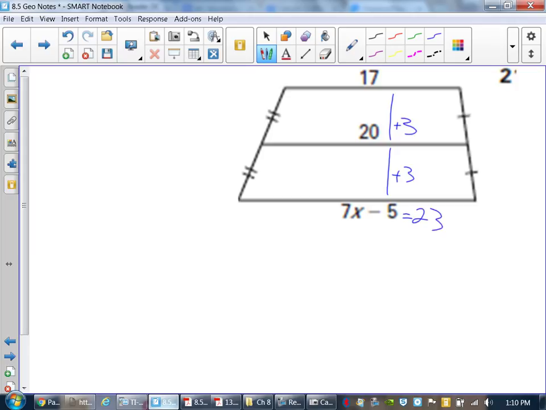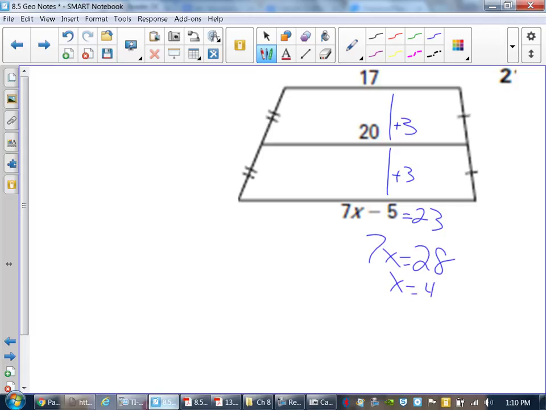and now you're at a 2-step equation. All by just counting. Okay? Just by counting. This is a very, very easy way to do this. Add 5 and divide by 7. And there you go.